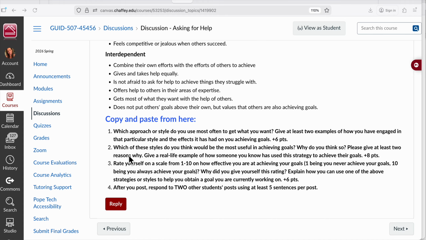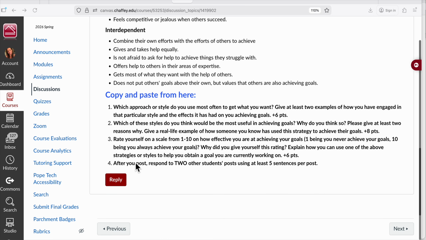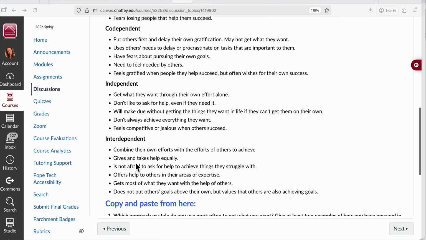It could be you. Number 3, rate yourself on a scale from 1 to 10 on how effective you are at achieving your goals, with 1 being you never achieve your goals, all the way up to 10 being you always achieve your goals. Then why did you give yourself this rating? And explain how you can use one of the above strategies or styles to help you obtain a goal. That's a lot. It's a big journal, and you're going to write 5 responses, so you're getting 40 points for this.